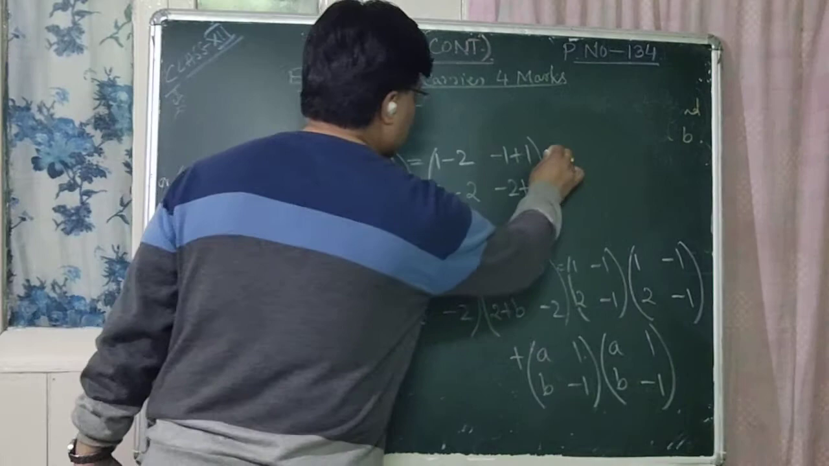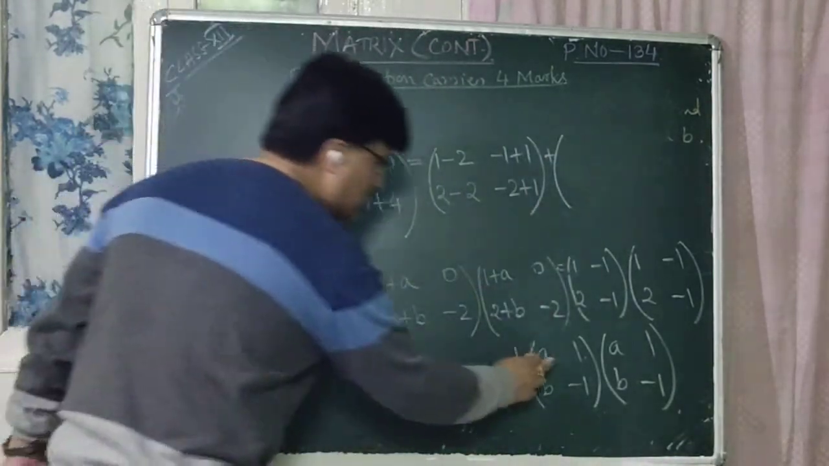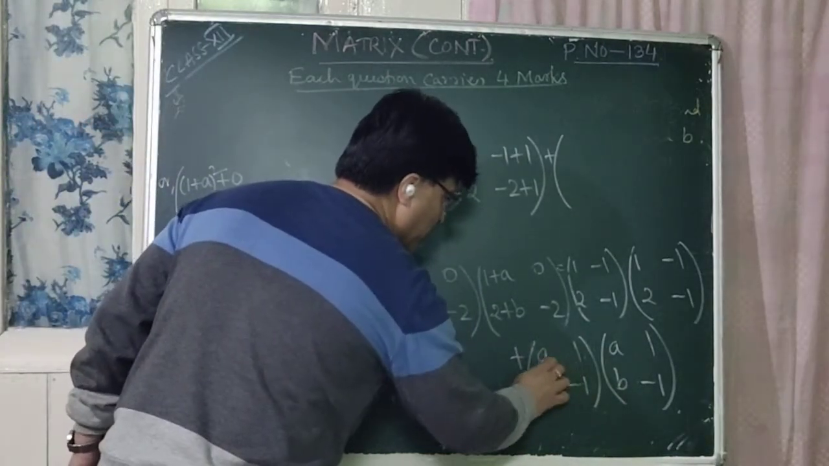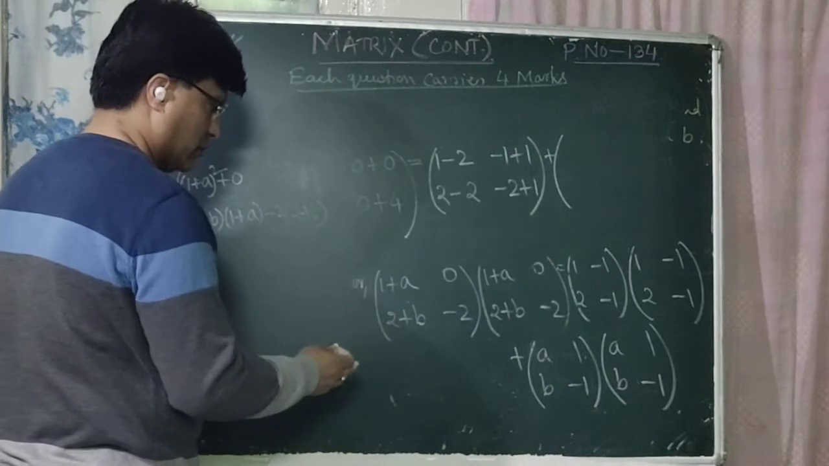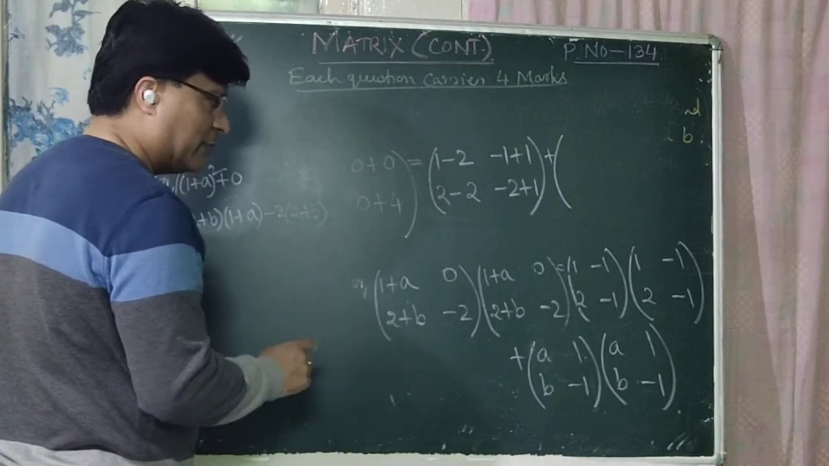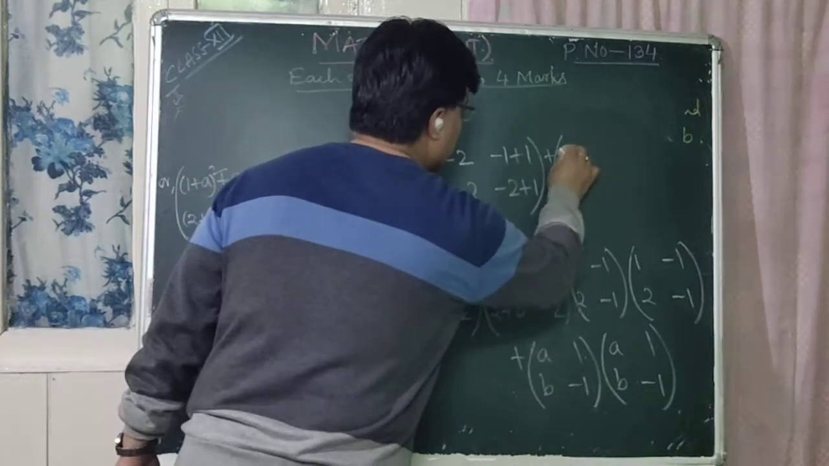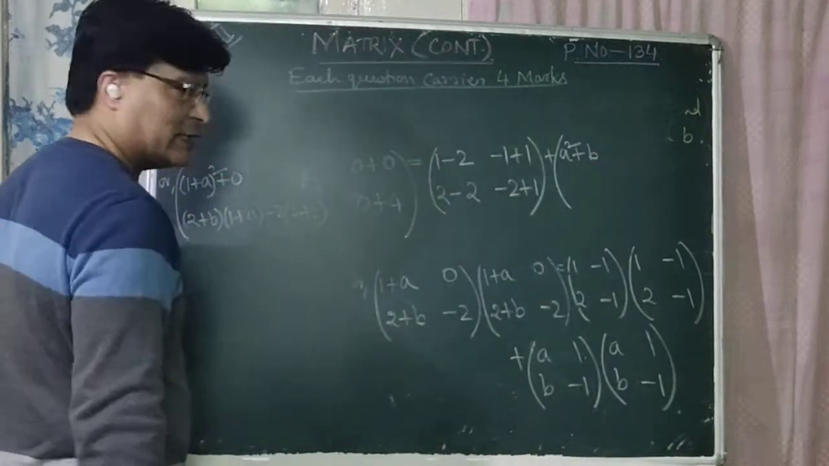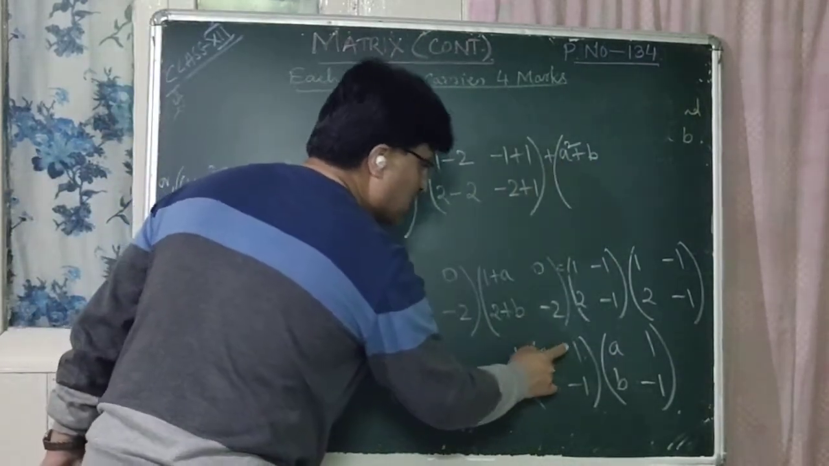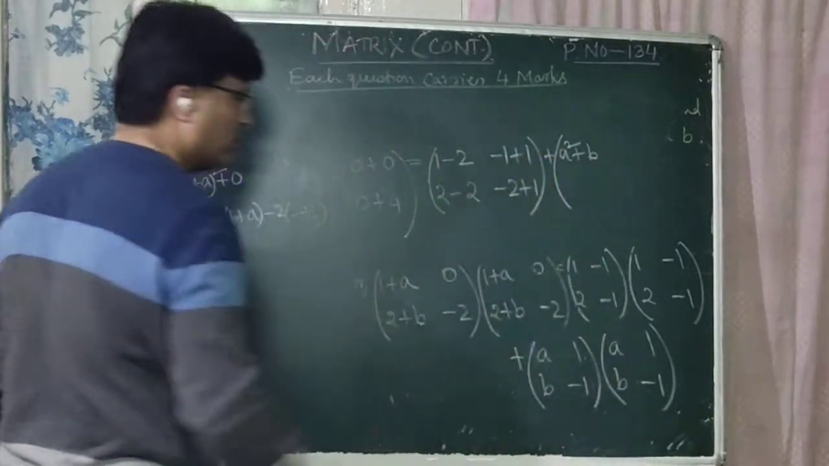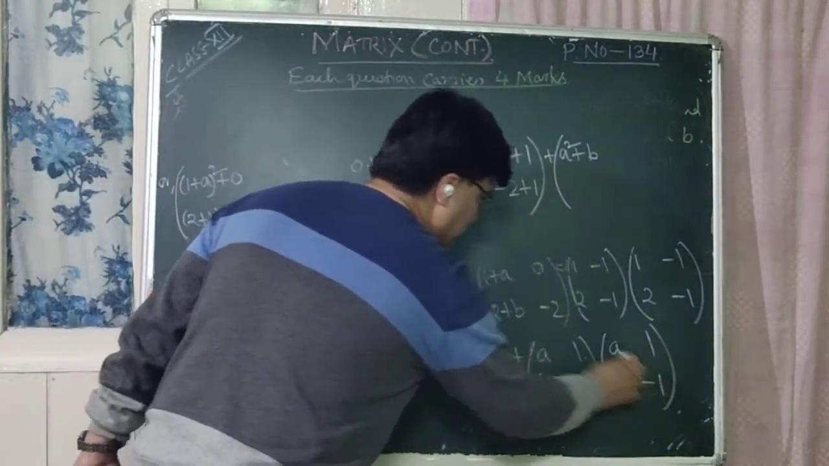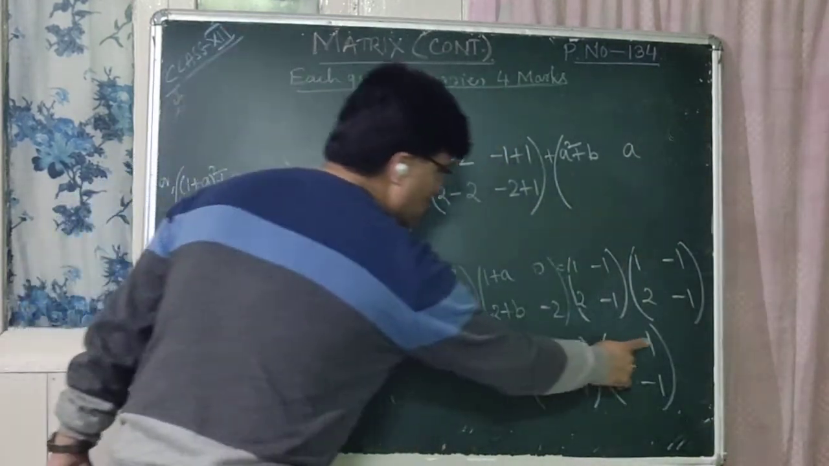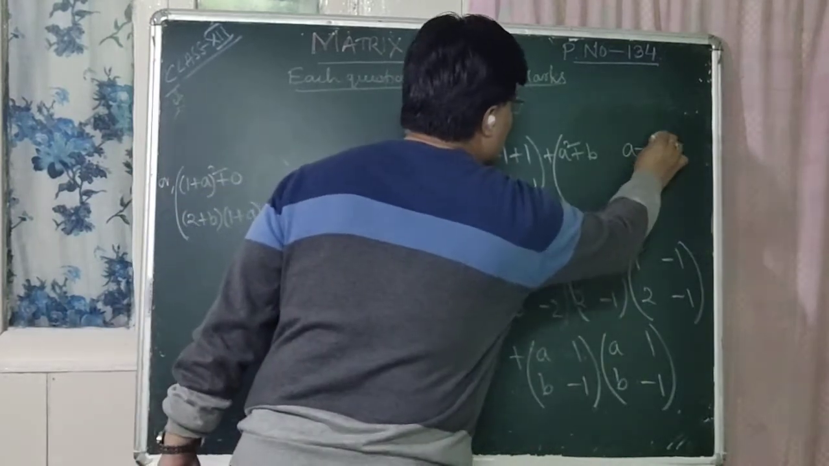Right? Plus, again you have to multiply these two matrices next. Again, first row by first column. Corresponding elements must be multiplied. A into A is A square, plus B, 1 into B is plus B. Again, first row by second column: A into 1 is A, then 1 into minus 1 is minus 1.